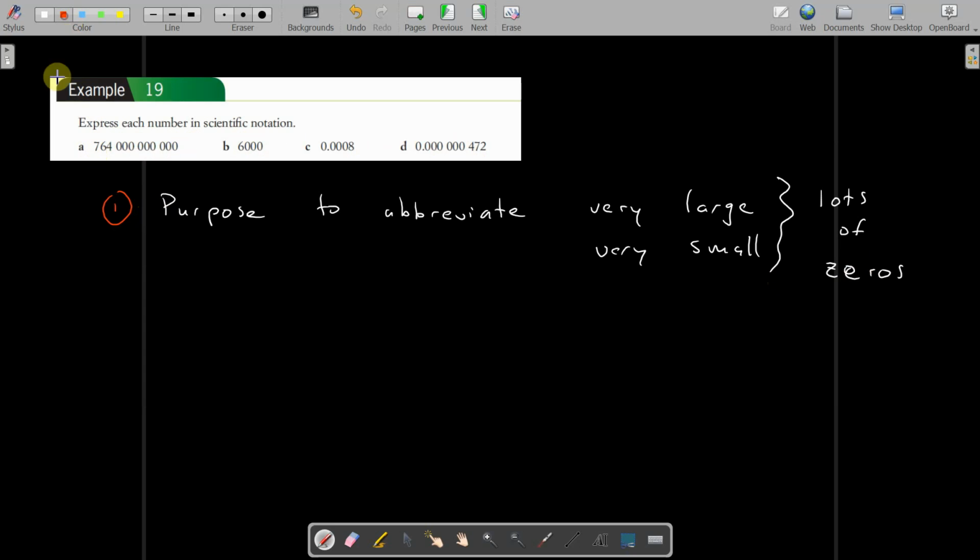So scientific notation is an abbreviation, and the form of it is a number, I'll call it number n, times 10 to a power. And the number here has got to be between 2 and 10. Between those two.